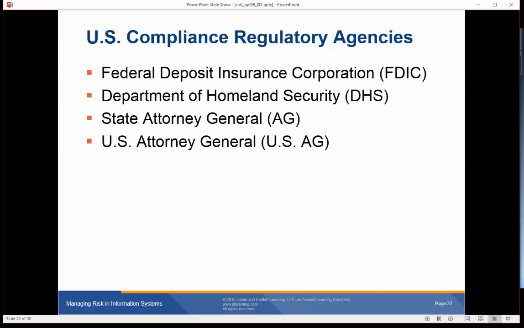The U.S. compliance regulatory agencies: if you've done any type of banking here in the U.S., you hear of the FDIC, Federal Deposit Insurance Corporation, which basically insures your money up to a certain amount, so that way you're not a total loss if the bank were to collapse. Department of Homeland Security, DHS, State Attorney General, AG, U.S. Attorney General, USAG.